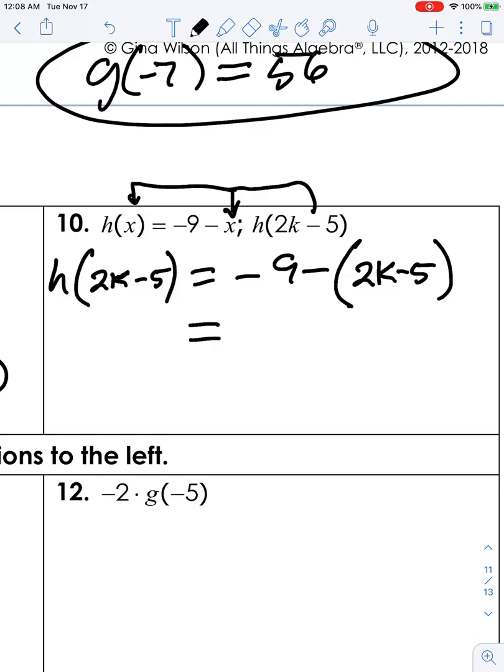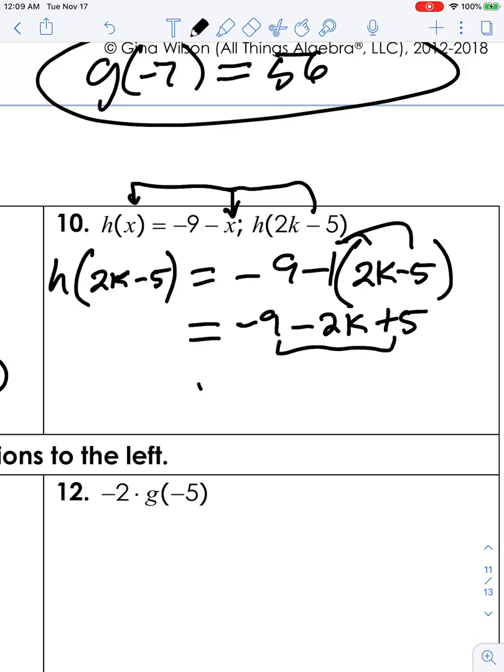So on the right side, if you look at it, you've got a -1 right next to the parenthesis. What is technically in front of that parenthesis? Yep, you guessed it. It's actually a -1. So you're technically going to distribute a -1, and you're just going to drop down the -9. So -1 times 2k is -2k. -1 times -5 is +5.